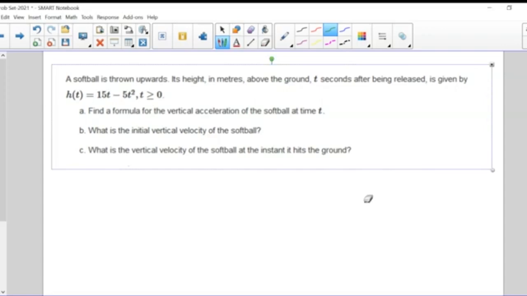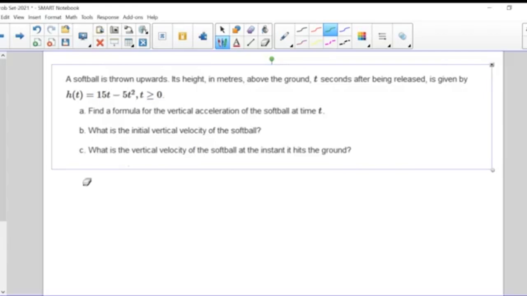All right. So here's one of the questions that was on a homework, and a lot of people got it right, but some people struggled a little bit with it. And I thought, why not just spend a few minutes on it? They give you an equation for height. That's a position function, and they tell you that height is given by this function based on the time. Find a formula for the vertical acceleration of the softball at time t. Well, as you already know, acceleration is the second derivative of the position function. So that part wasn't that hard, and I'll just do that very quickly here.